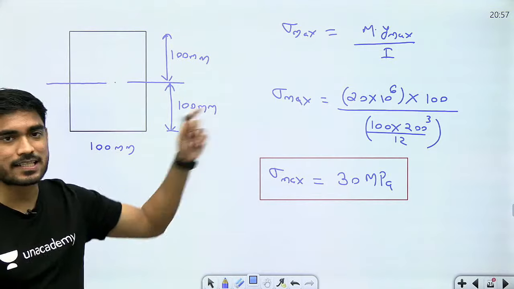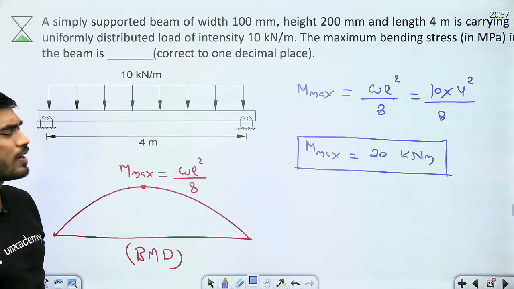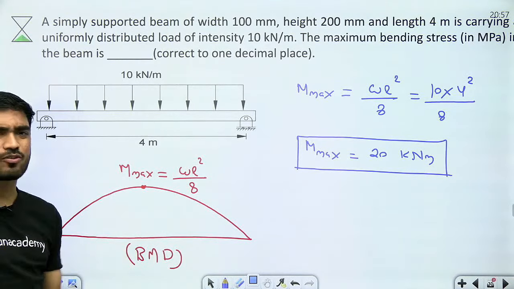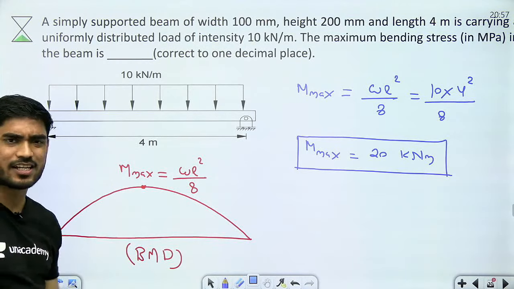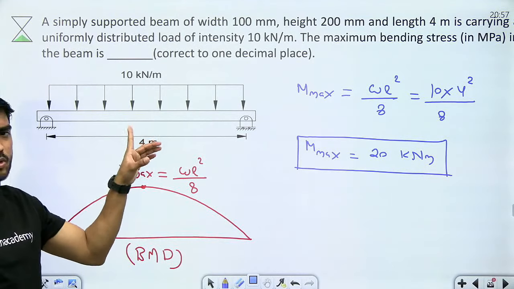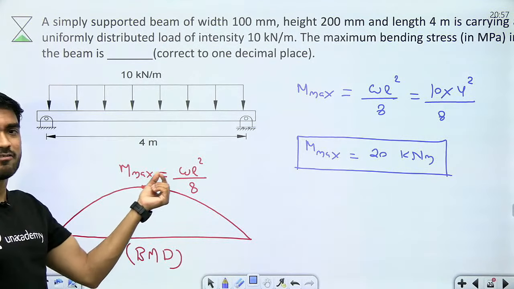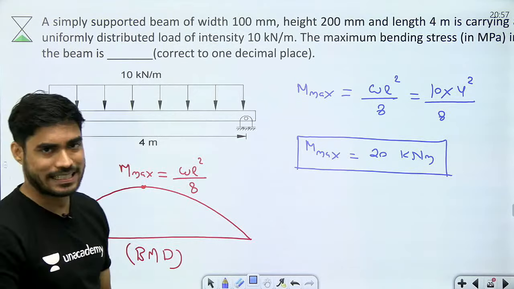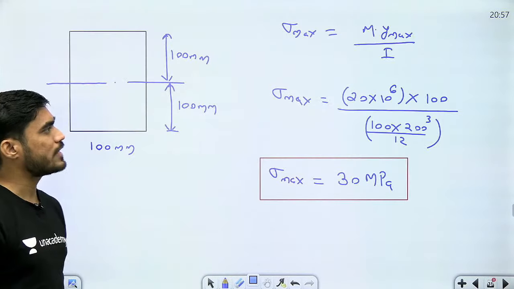Okay, sigma max is 30 megapascal. So beta, look at this question. This is another GATE question, a 2 marks question, and see how easily you solve this. So beta, in case of a simply supported beam subjected to UDL, remember M maximum will be WL square by 8. Okay, let's go to the next question.